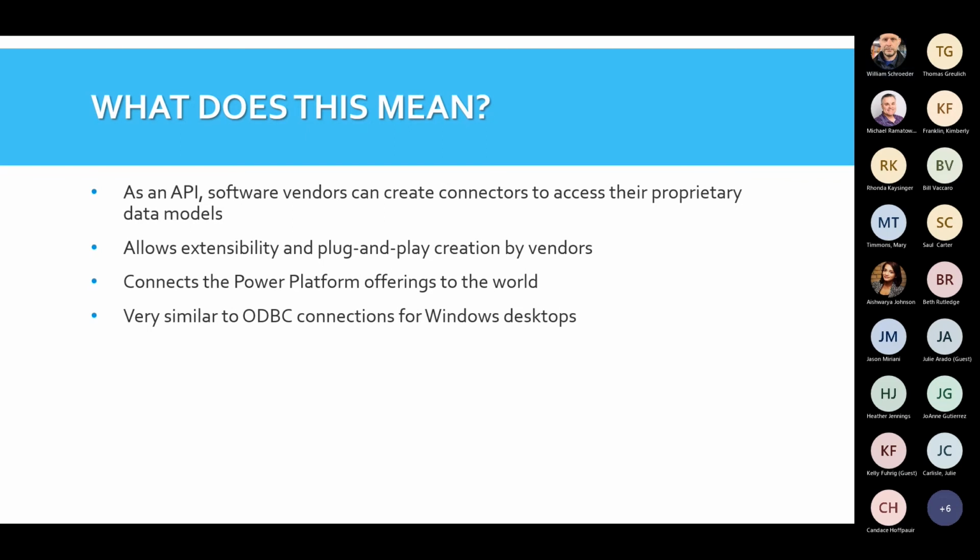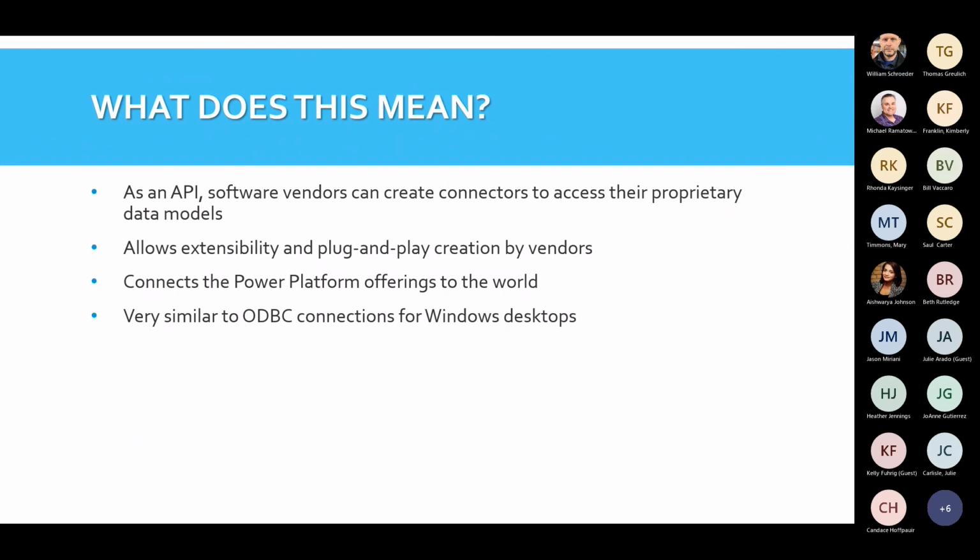Let the data publishers themselves define a data model. It allows extensibility, which means you can extend it, and plug-and-play creation by those vendors. So they just create a new connector, you drop it in, and it just works. It connects the Power Platform literally to the world, right? Amazon Web Services, Google, all are available via the Power Platform. For those of you who are familiar with ODBC or DSN connections for GP, this essentially is the same thing. It's just world-based connectivity and not SQL Server or GP-based connectivity.